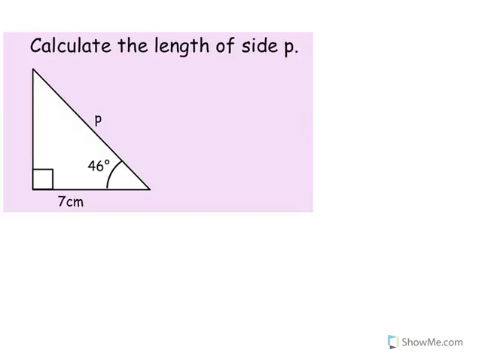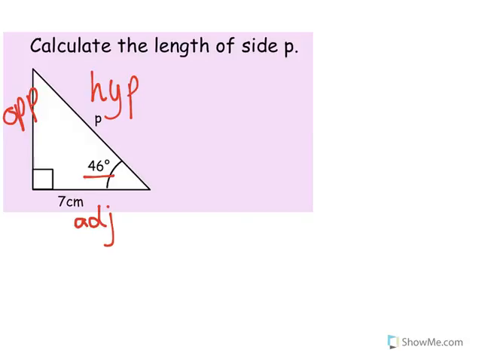First thing when we're doing SOHCAHTOA is to label the sides. So I know that this one is the hypotenuse because that's the longest side. This one will be the opposite because it is opposite the given angle, and the last one is going to be the adjacent, next to the given angle.